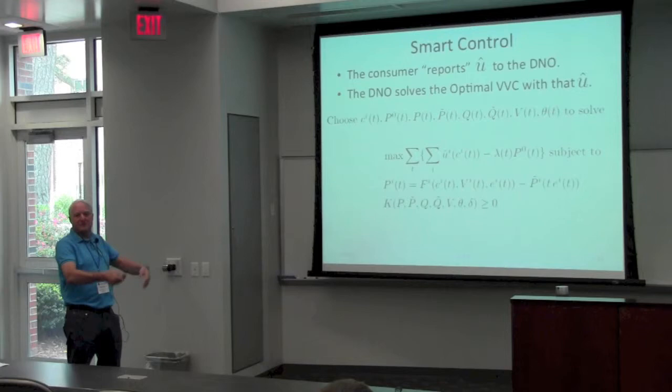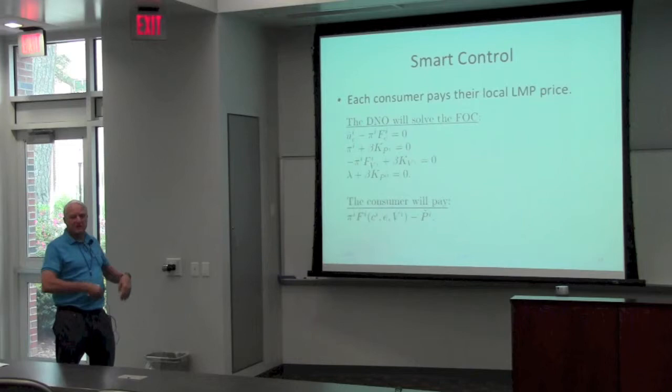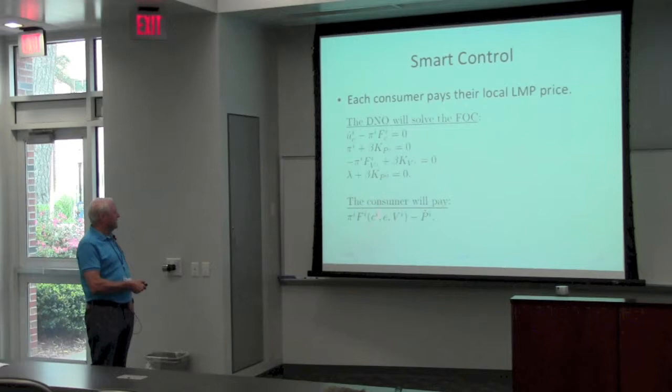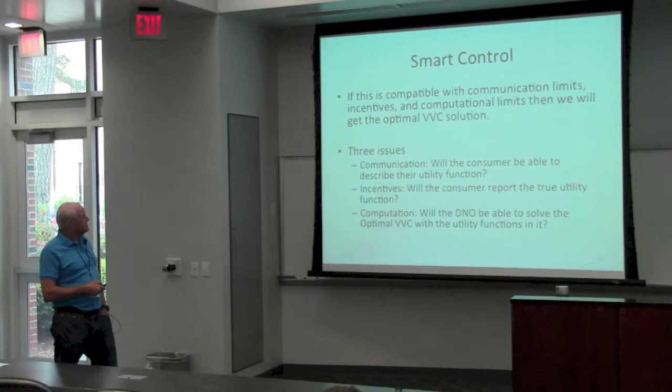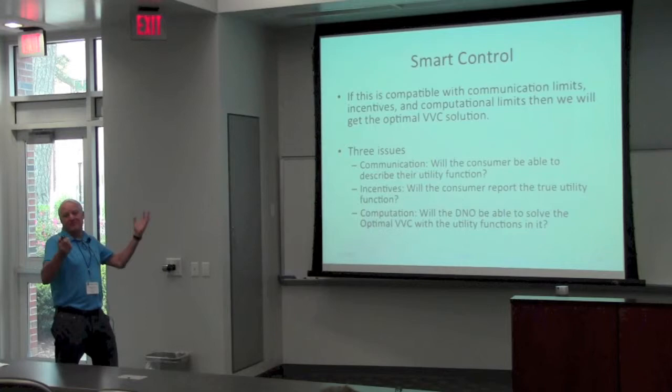And so the distribution network operator solves some first order conditions that generates a price which the consumer is going to end up paying. So they report their utility function. The DNO essentially sets your thermostat at whatever set point the problem says you should set it at, and then you're going to pay this local price, using the Lagrangian multiplier basically. Okay. And if this story I just told you is compatible with communication limitations, with incentives and computation limits, then we will get the optimal solution. So if the consumers report their true utility and it's solvable and everybody can, it all works, everything's great, right?